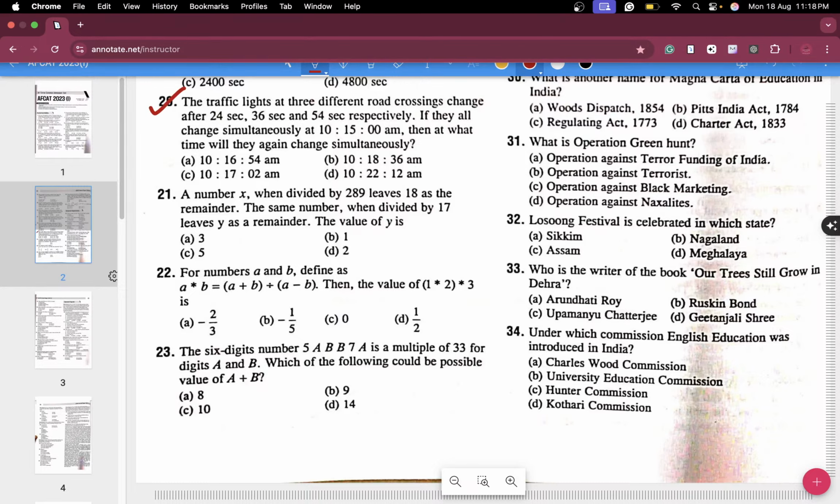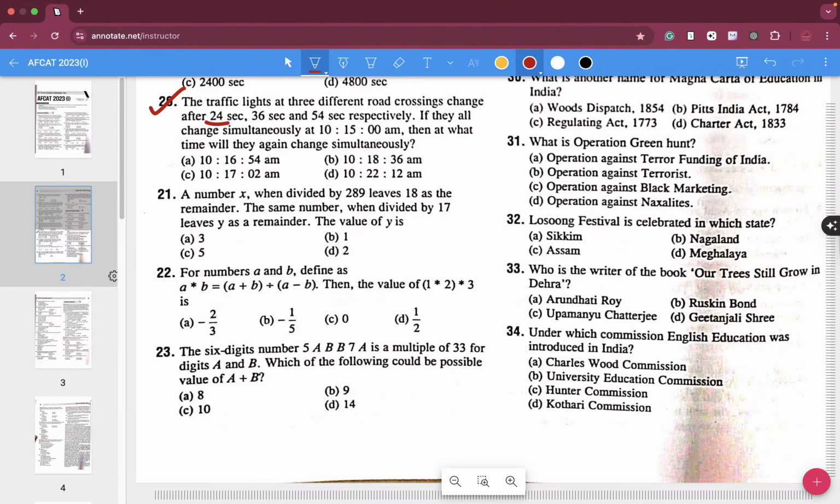Question number 20 says the traffic lights at three different road crossings change after 24 seconds, 36 seconds and 54 seconds respectively. So after all of this time the traffic lights change. So 24, 36 and 54, we have to take the LCM of these.